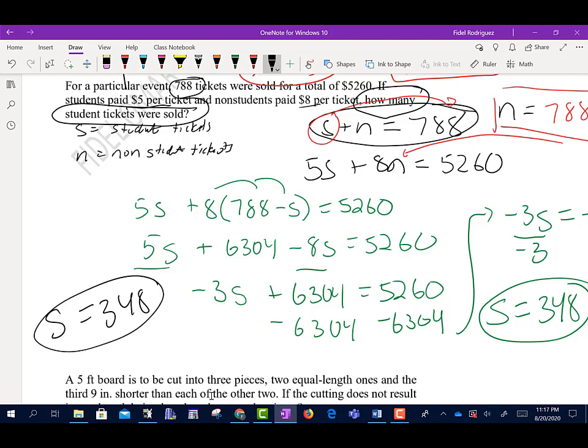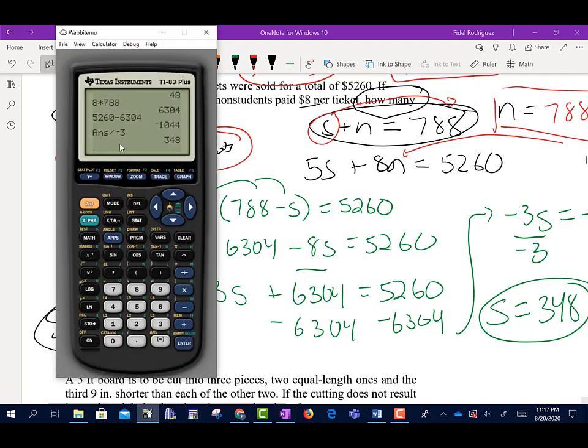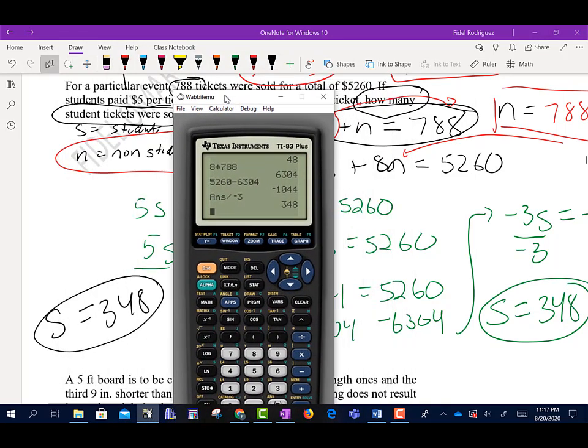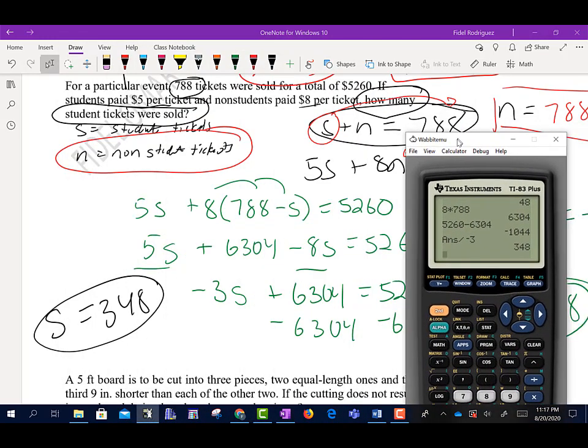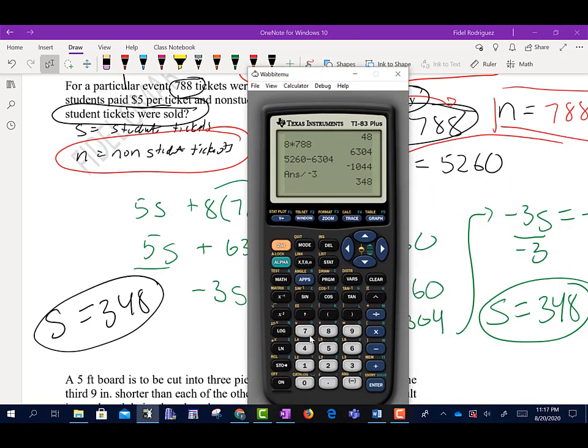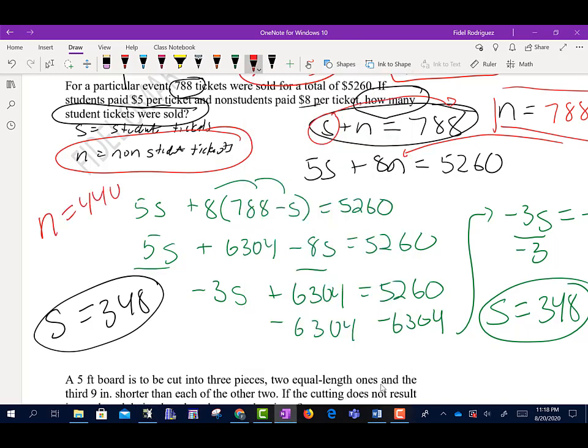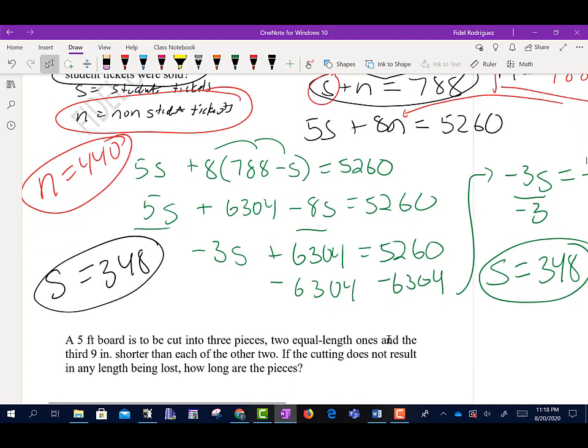Now, it didn't particularly ask me this, but suppose it would have said, can we also find how many non-student tickets were sold? If it was asking us to find that, we could do that pretty easy. Do you remember how many tickets we sold total? We sold a total of 788, right? So if we took 788 minus 348, we'd end up with 440. So the non-student tickets would have been 440. I know it didn't ask us that, but in case it did, that's how we would do it.